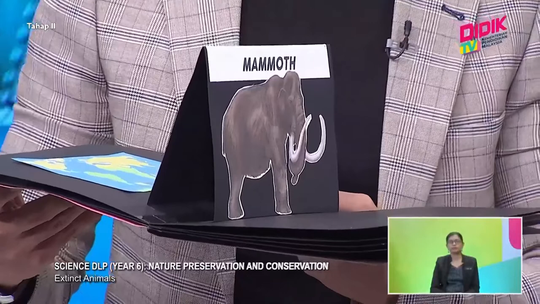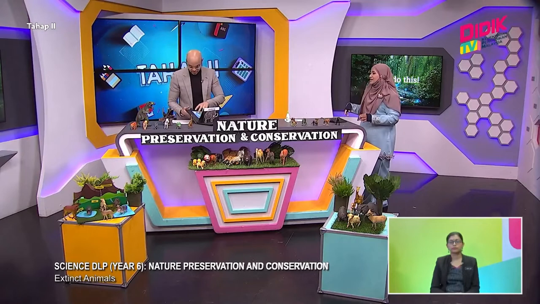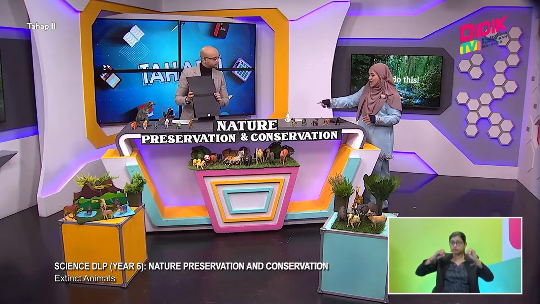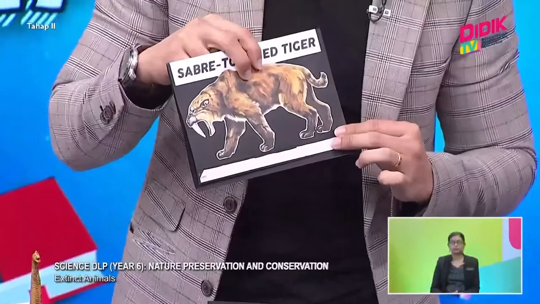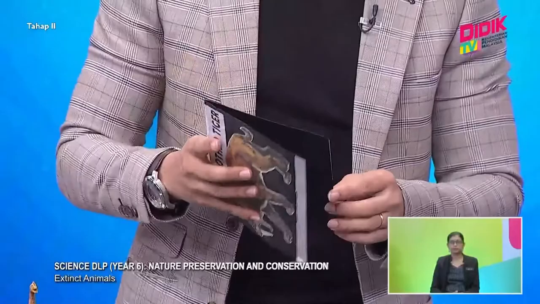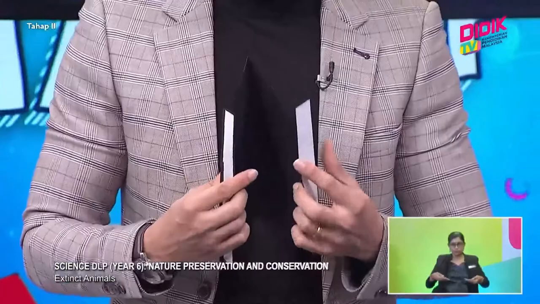Turn it to the first page. The first page is not done yet, it's empty. So there you have the saber-toothed tiger. I have put some double-sided tape underneath it, on both sides. Actually, you can flip it, and it will become a triangle. Flip the bottom part as well. So that is how you paste it.